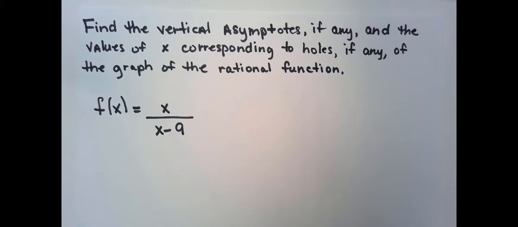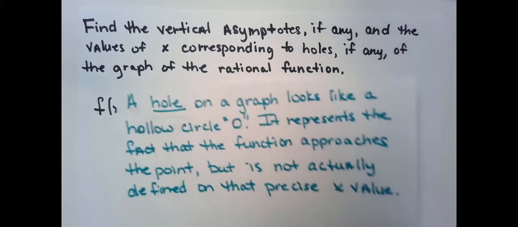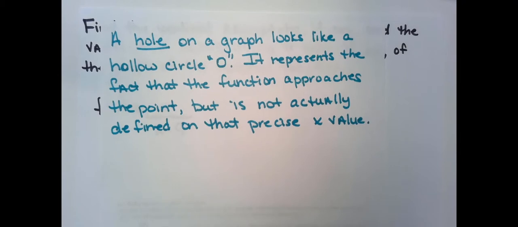Let's look at some rules here that we're going to follow to find the vertical asymptotes. It says here, find the vertical asymptotes, if any, and the value of x corresponding to holes, if any, of the graph of the rational function. So you may be asking, what is a hole or what are holes? A hole on a graph looks like a hollow circle, an open circle. It represents the fact that the function approaches the point, but is not actually defined on that precise x value.